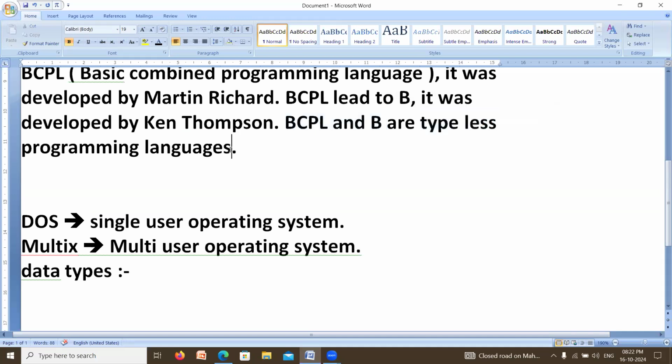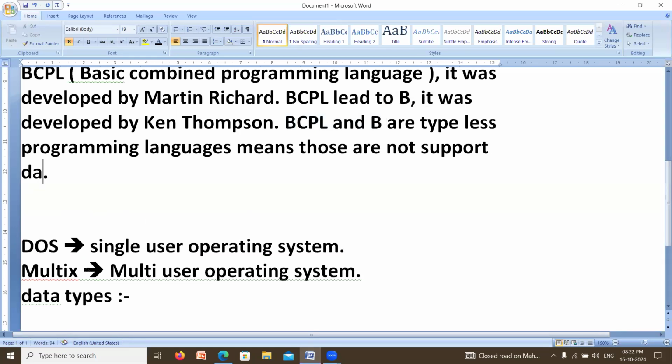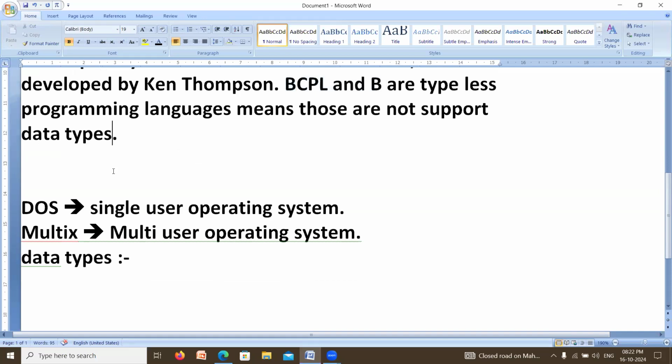What is the meaning of typeless programming languages? It means those do not support data types. But actually, we should have data types in any programming language. Then there is a person who introduced a new programming language with the introduction of data types also. That is called C language.